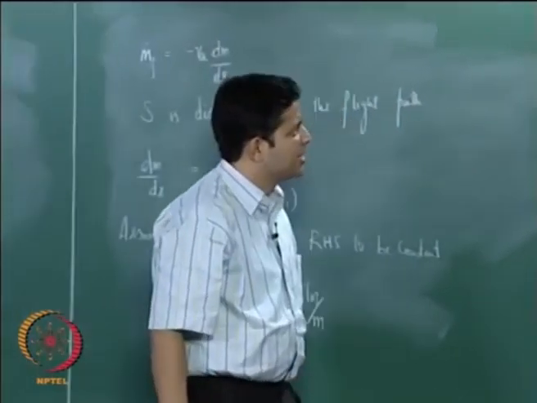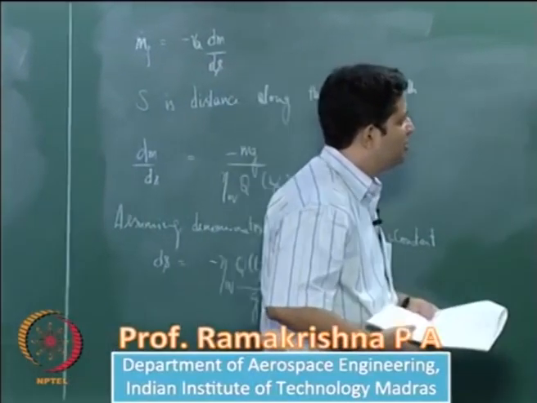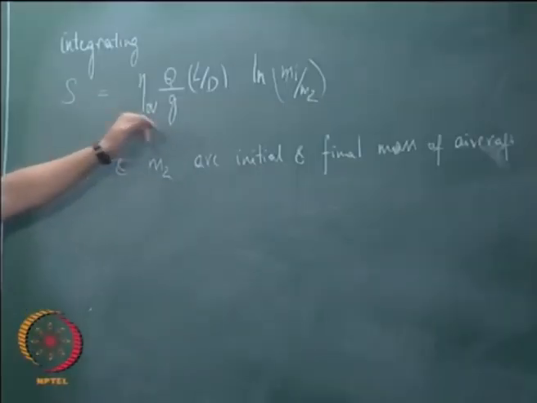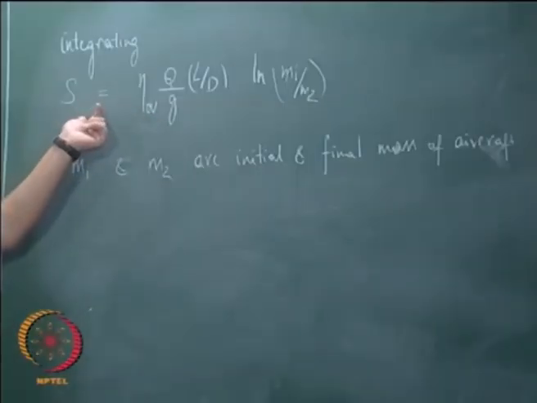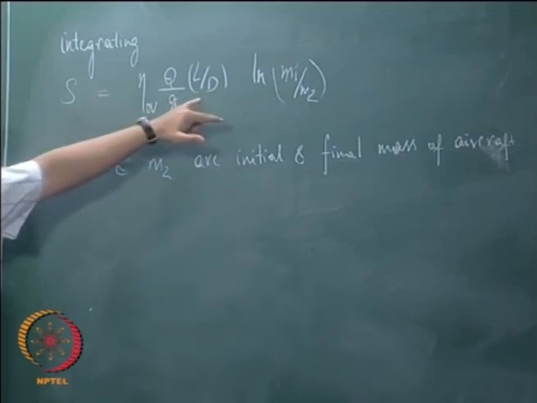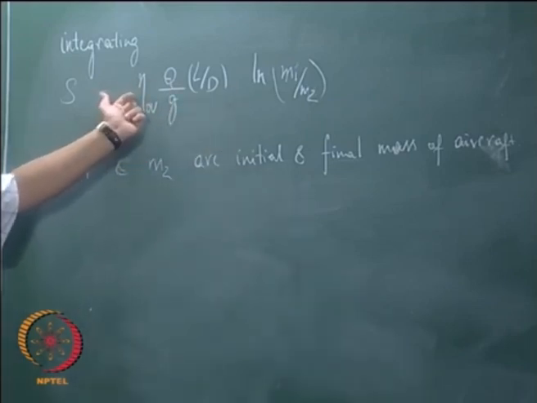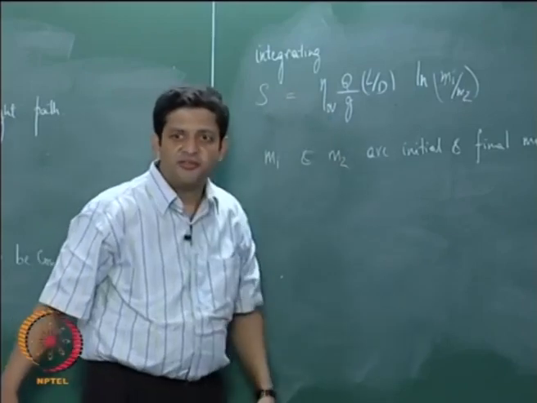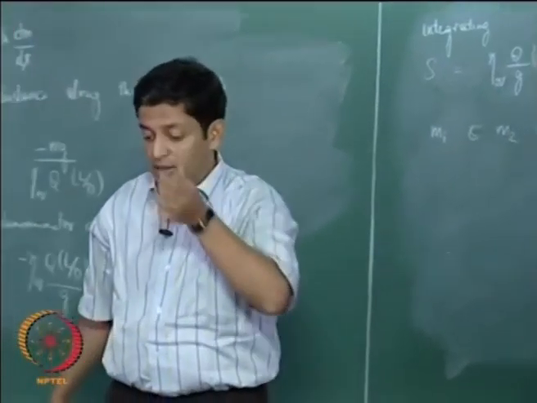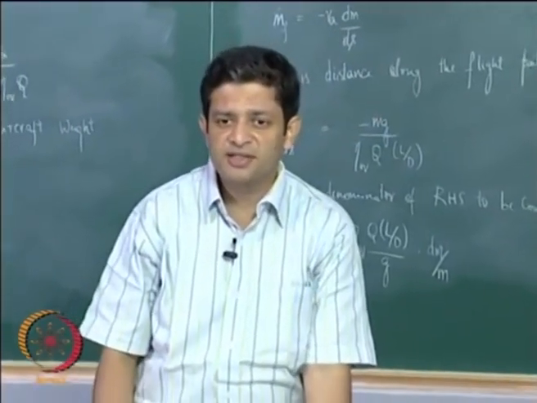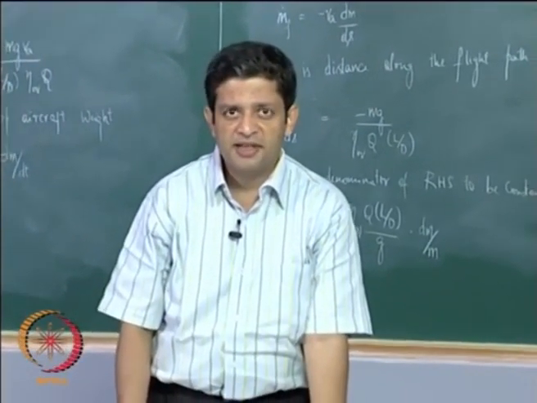Okay. So in this expression you see that if the overall efficiency is high, you get a longer range, or also if your L by D is better, you get a longer range. Fine. We will stop here and look at the cycle analysis for various air breathing engines in the next class. Thank you.